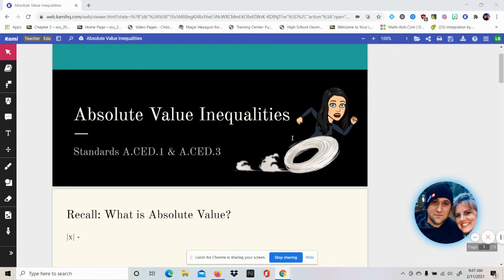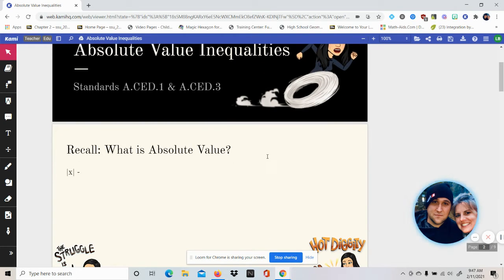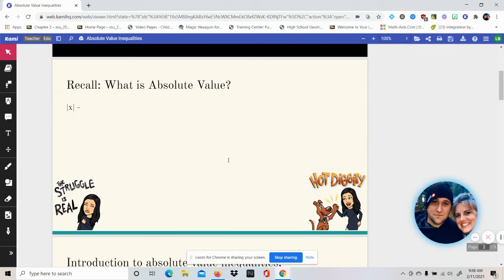Okay, so again, we're talking about inequalities. We've been doing solving inequalities, and we're going to look at absolute value inequalities. So I hope you remember that absolute values are the distance a number is from zero on the number line.